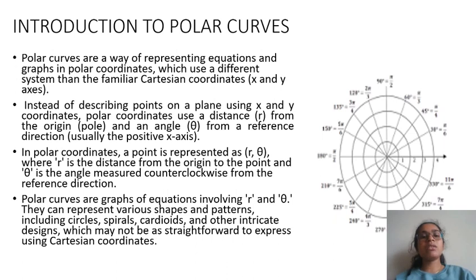In polar coordinates, a point is represented as (r, theta), where r is the distance from the origin to the point and theta is the angle measured counterclockwise from the reference direction. Polar curves are the graphs of equations involving r and theta. They can represent various shapes and patterns, including circles, spirals, cardioids, and other intricate designs which may not be straightforward to express using Cartesian coordinates.